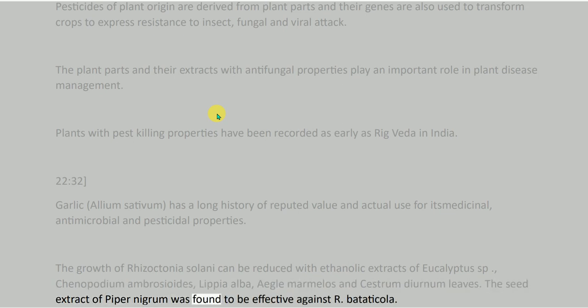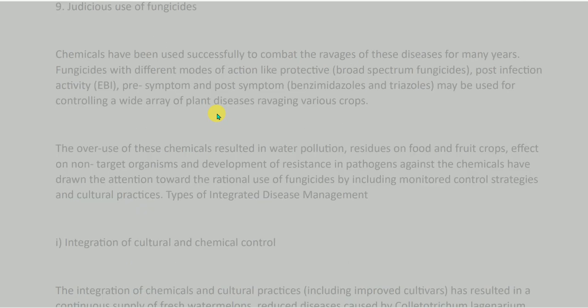9. Judicious use of fungicides. Chemicals have been used successfully to combat the ravages of these diseases for many years. Fungicides with different modes of action, like protective, broad-spectrum fungicides, post-infection activity, EBI, pre-symptom and post-symptom, benzimidazoles and triazoles, may be used for controlling a wide array of plant diseases ravaging various crops.